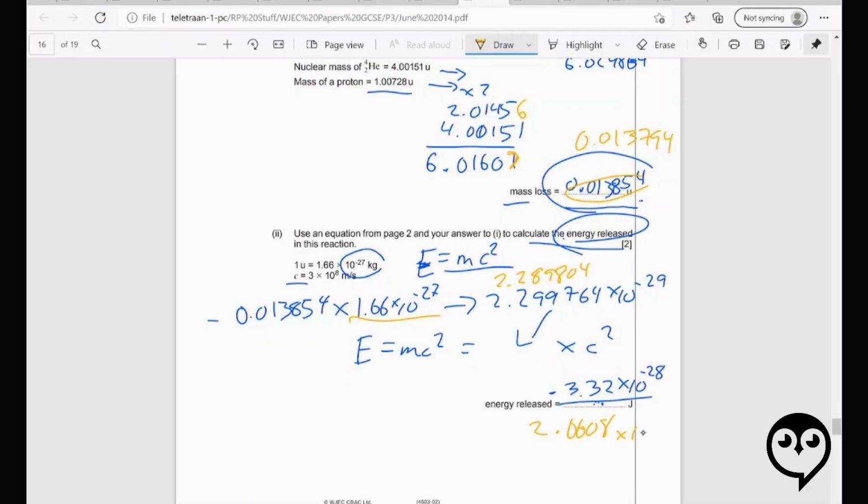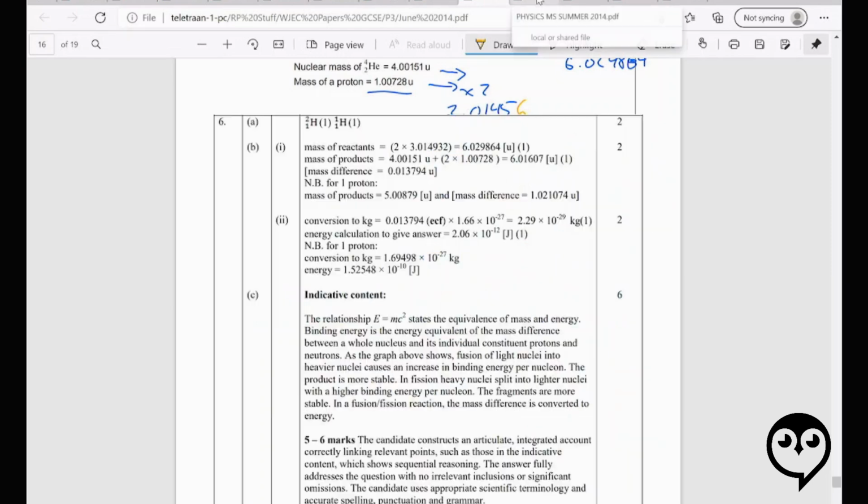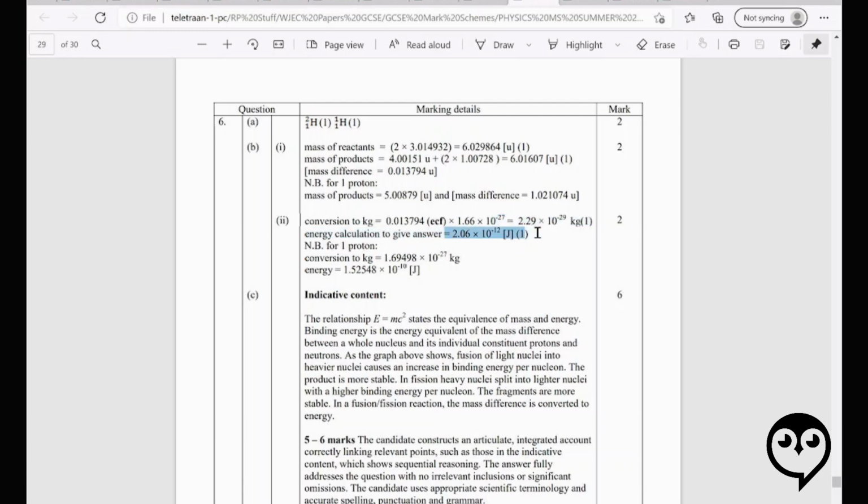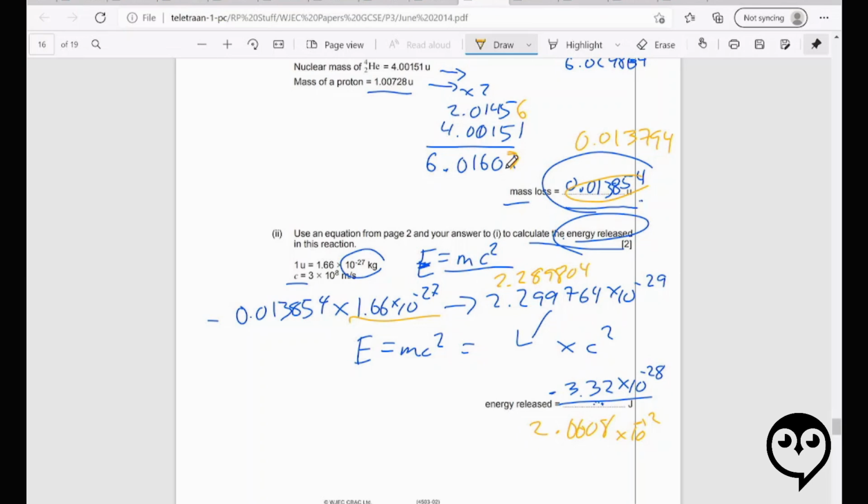2.0608 times 10 to the negative 12. Well, it's a lot larger a number. Okay, so we got the right answer there. That's fine. Well, we do now. So yeah, I missed one little digit there, and that created a whole thing. So just watch that.